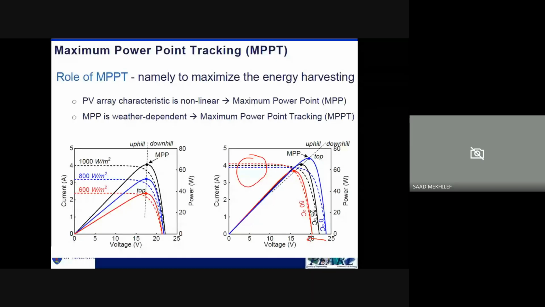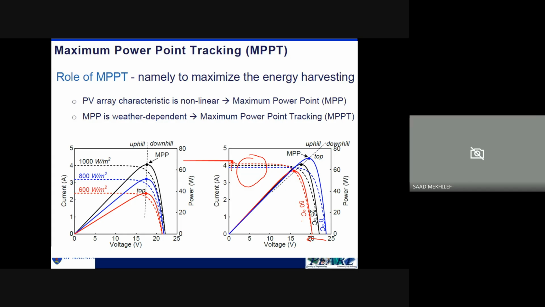There is a slight current increase, but if you compare how much we drop in voltage and increase in current, when the temperature increases there is a slight short circuit current increase, but not much compared to the drop in voltage. So on average, the power drops. So we can see the PV panels are very sensitive to irradiance change and temperature change.